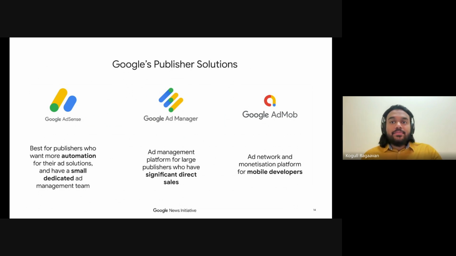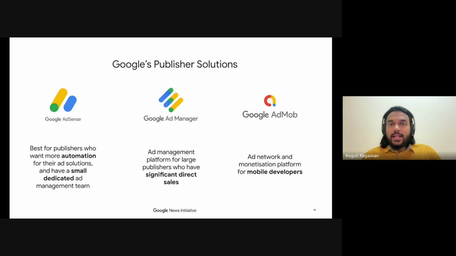Google AdSense is best suited for small publishers or creators who don't have a dedicated team for managing ads. It provides an easy and automated way to serve ads on your site, handling everything from ad placement to managing ad demand. So think of it as a plug and play option. You can place a code snippet on your website and Google does the heavy lifting. So it's perfect for those who want to monetize quickly without diving into the complexity of ad management.